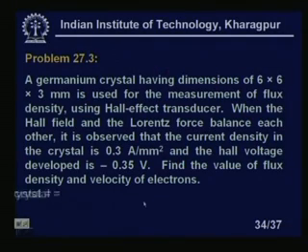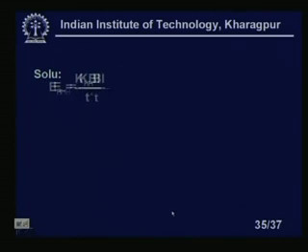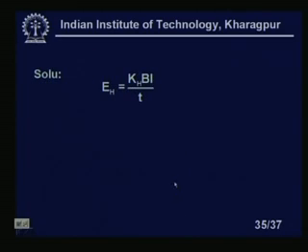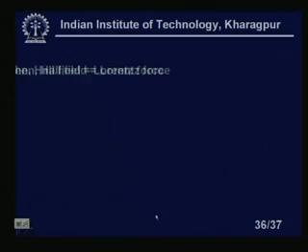This is our problem. Given the Hall coefficient for the germanium crystal is minus 8 into 10 to the minus 3 volt meter per ampere Weber per meter square. Solution: E h equals k h B I by t, we have seen. So, B equals E h t by k h into I. So, you just put in all these values. So, B equals 0.012 Weber per meter square.